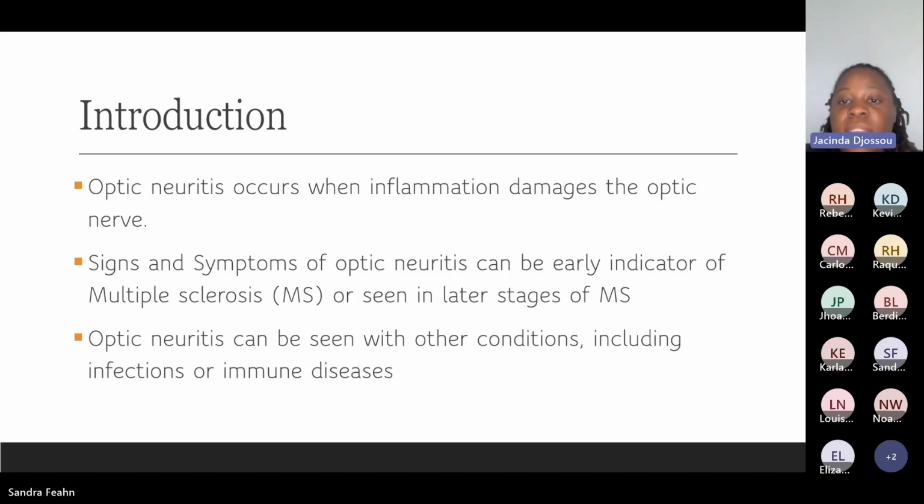Thank you, Sandra. So what is optic neuritis? Optic neuritis occurs when there's swelling or inflammation, and this results in damage to the optic nerve, which is a bundle of nerve fibers that transmit visual information from your eye to your brain. So these signs and symptoms of optic neuritis that we'll discuss later can be a first indicator of multiple sclerosis, which Louisa and Joanne will talk about later, or it can be seen in the later stages of MS. We also see optic neuritis occur with other conditions, including infections or immune diseases.